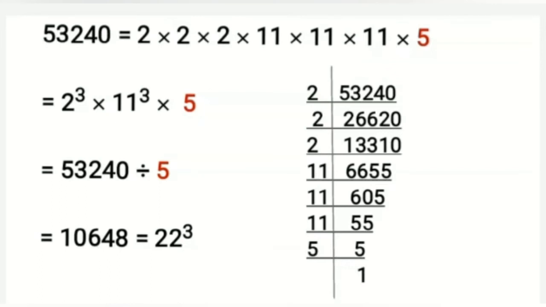And now here I have 5 only 1 time, so that is extra for me. So what I will do? I will divide 53,240 with 5. So I will get 10,648. That is cube of 22.